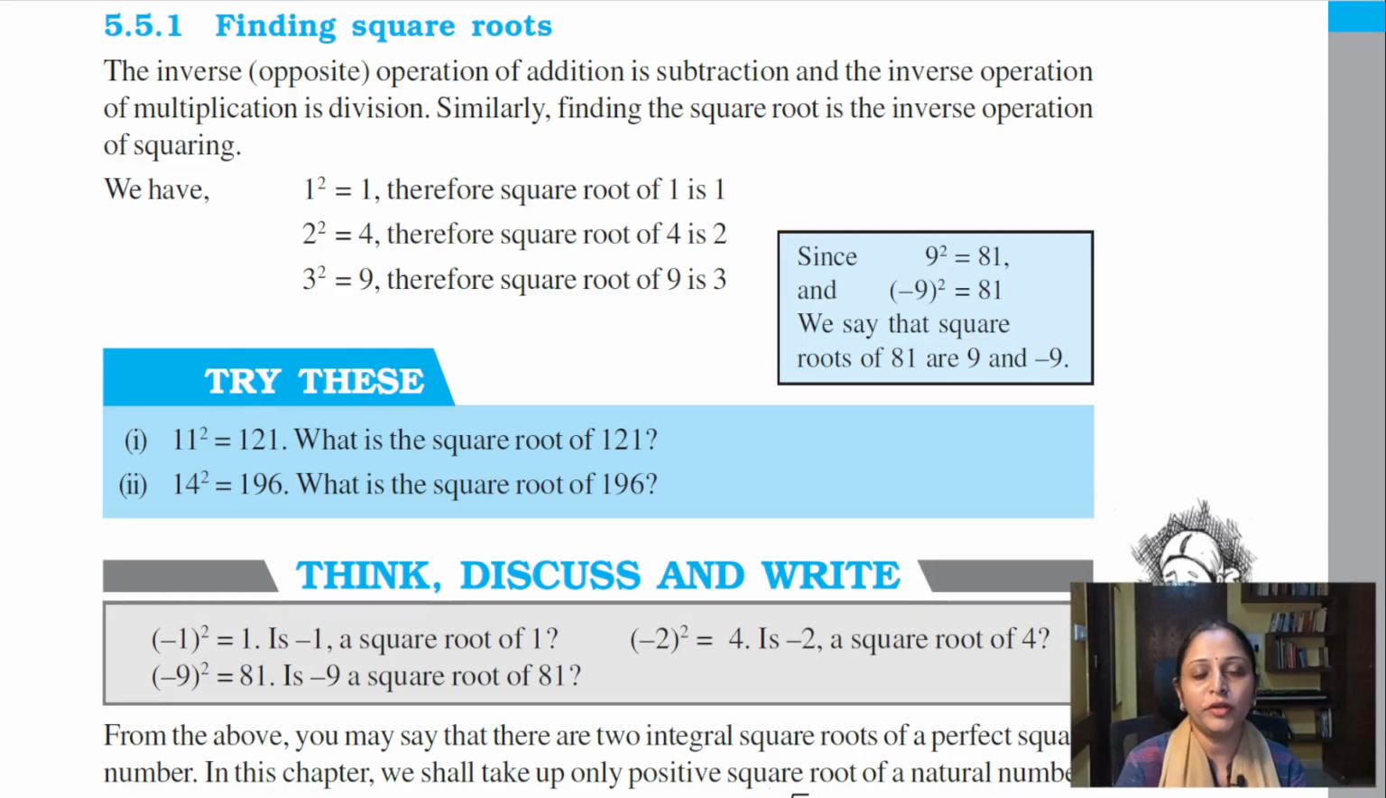In this video, we are going to continue the topic squares and square roots, which is the fifth chapter from NCERT textbook class 8. In the previous video, we looked at exercise 5.1 and how to find the square of a given number, and wherever possible, we looked at a few shortcuts to find that, right? Now here, we are talking about a square root. What do we mean by a square root?